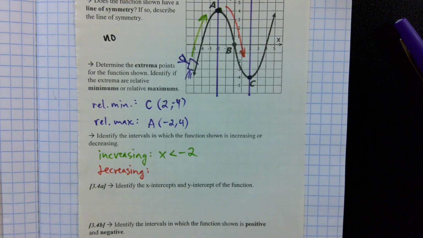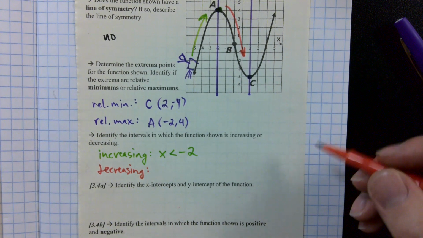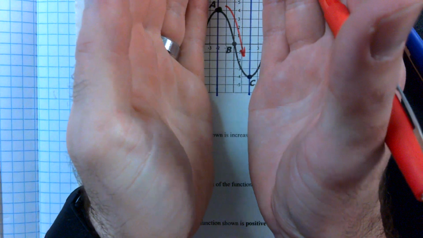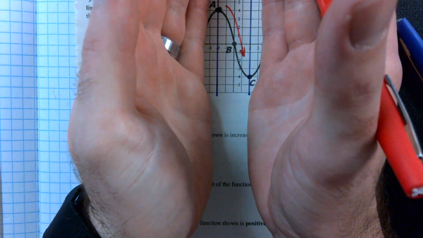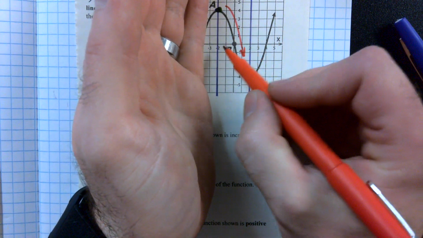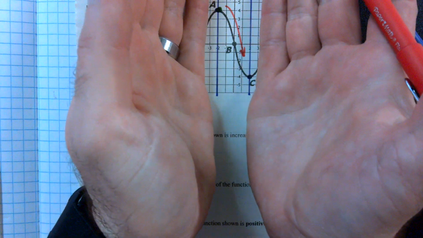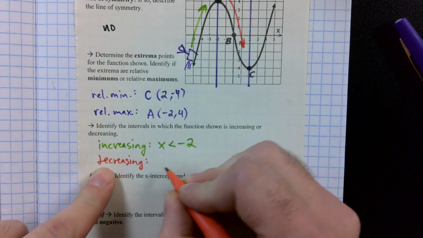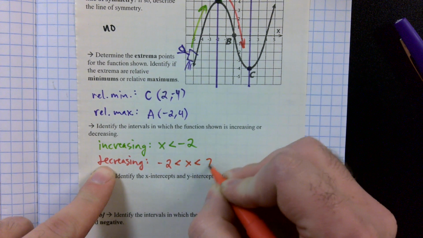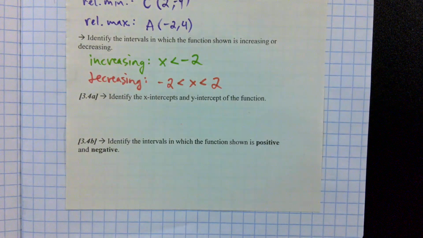What's my left side bookend for this interval, if I'm looking just at this interval? What's the far left x value? You can just shout it out. Negative 2. Thank you, Chloe. Negative 2. What's my far right interval? 2. So this interval is any x value greater than negative 2 and less than positive 2.